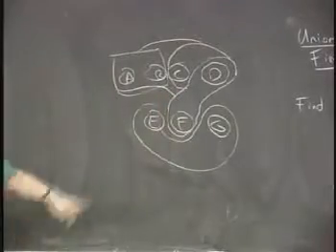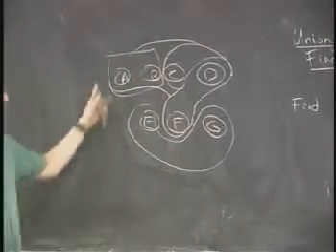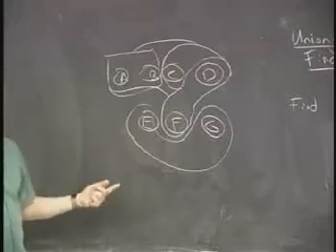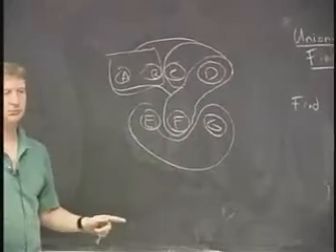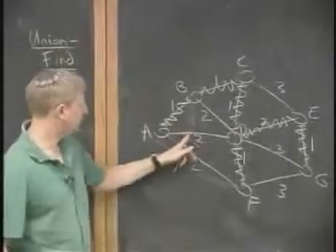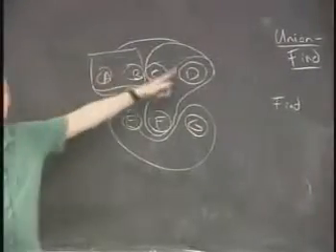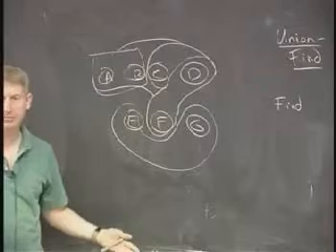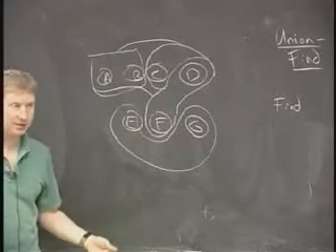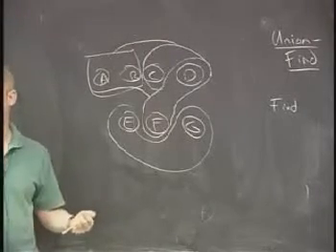So now I've got two big sets, A, B, C, D, F, and E, G. If I do find C, it should tell me set 1. If I do find G, it should tell me set 2. And now I came up with an edge A, D, a 2-edge. And I find A and I find D, and they're in the same set. So I don't do anything, I don't merge anything, I don't union anything, I skip it.